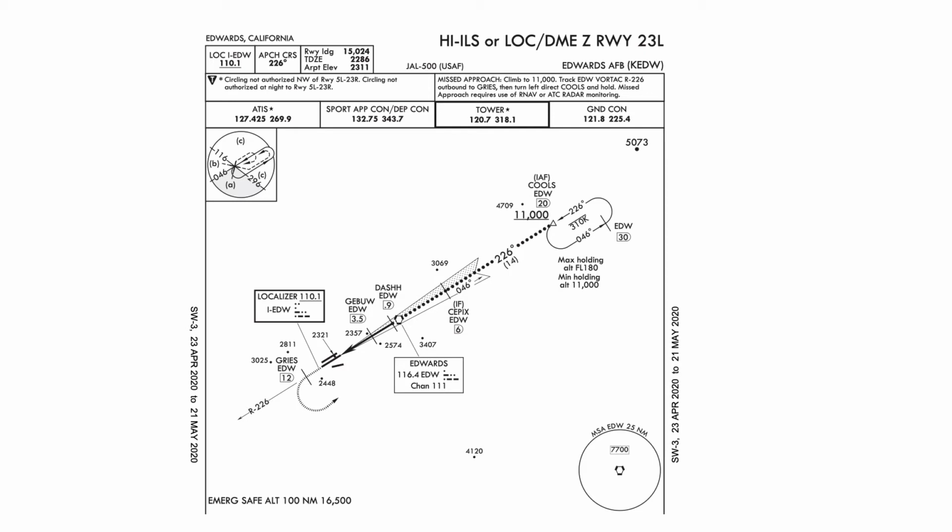And you can see off the departure end of the runway that's depicted, there's a dotted line. And that dotted line is going to be the actual route of flight that the aircraft is going to make.